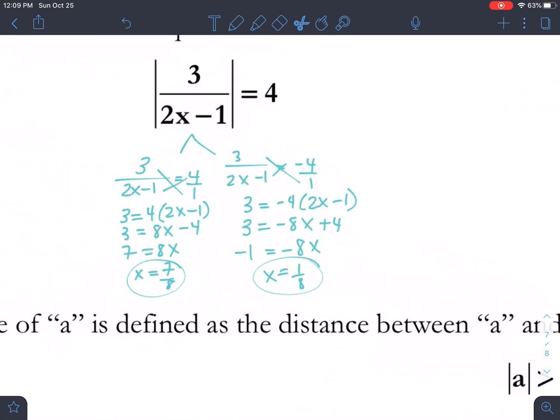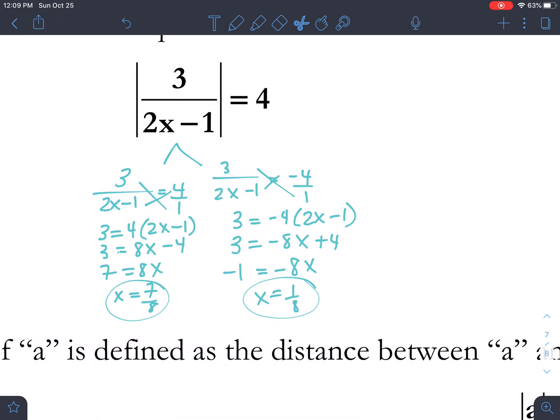Okay, so let's zoom in here. What's going on? So again, we set the inside equal to 4, or the inside equal to -4. And then I basically just ended up cross-multiplying 4 over 1, and I got 7/8 and positive 1/8. All right, so if you ever wanted to check, you could also plug them in, make sure it works. I'm going to save that for now just to save time, but that would be a really useful tool as well.